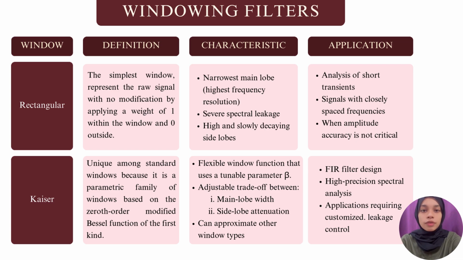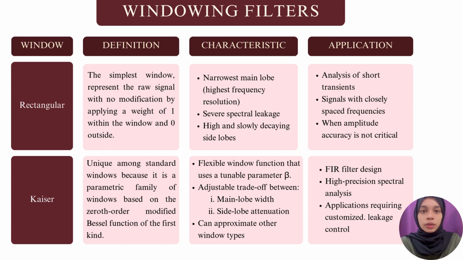For definition of rectangular window, it is the simplest form of windowing, effectively representing the raw signal with no modification. Mathematically, it applies a weight of 1 to all samples within the observation period and 0 outside of it. Characteristic of rectangular window: it provides the narrowest main lobe, yielding the highest possible frequency resolution. However, because it preserves the abrupt discontinuities at the signal edges, it suffers from severe spectral leakage characterized by slowly decaying side lobes.